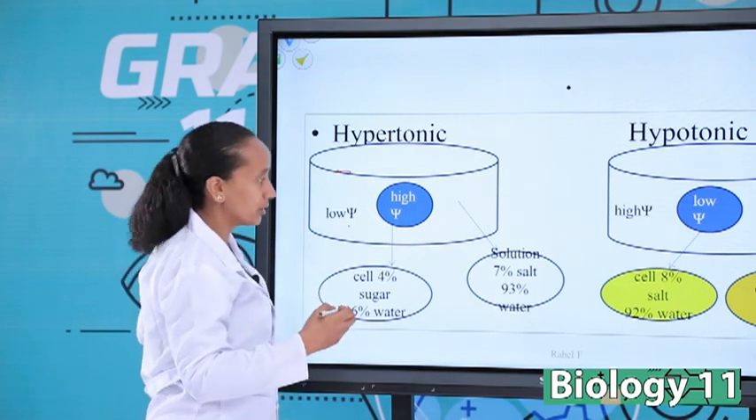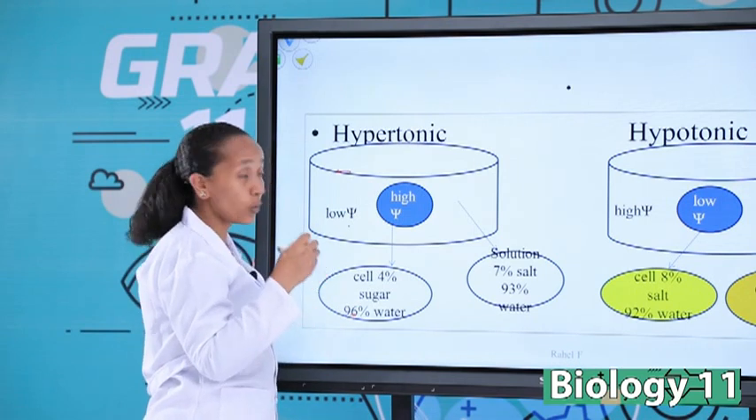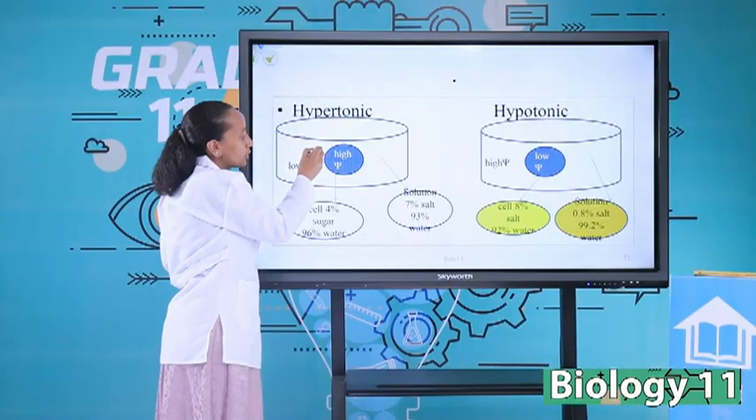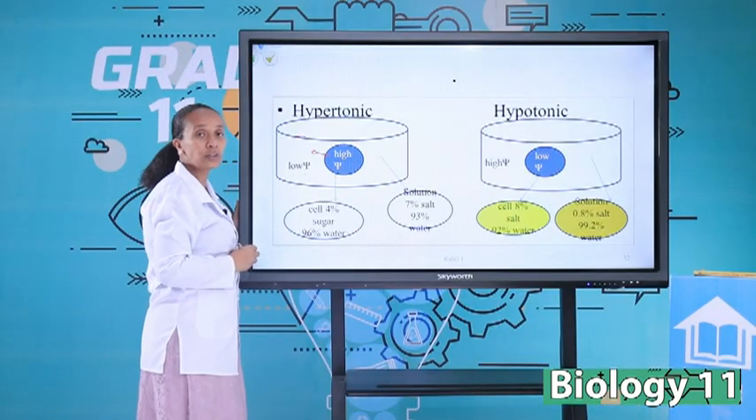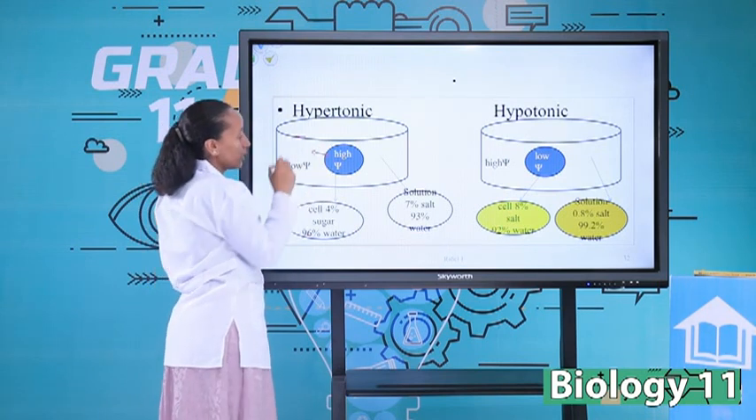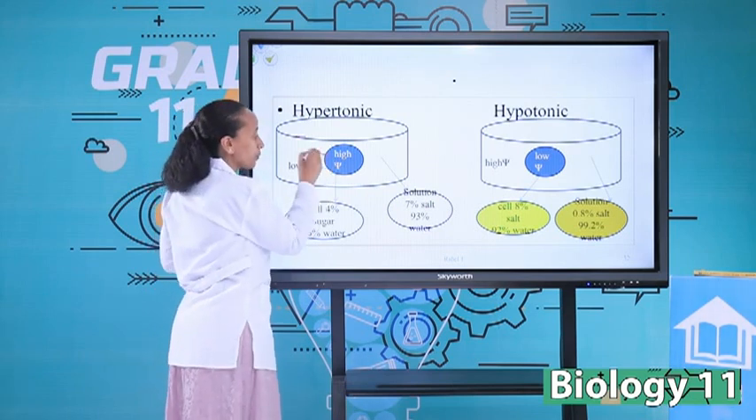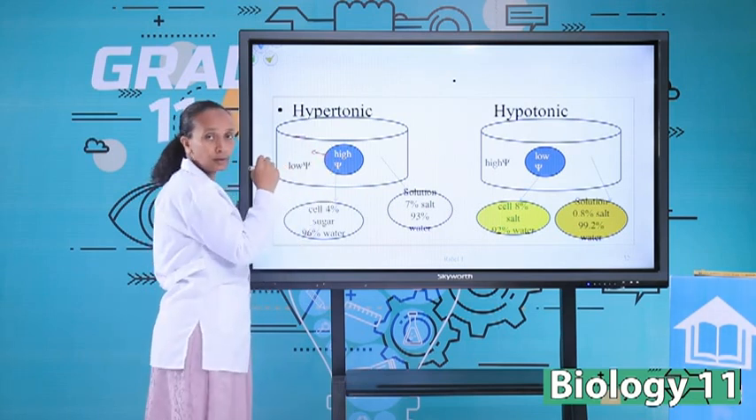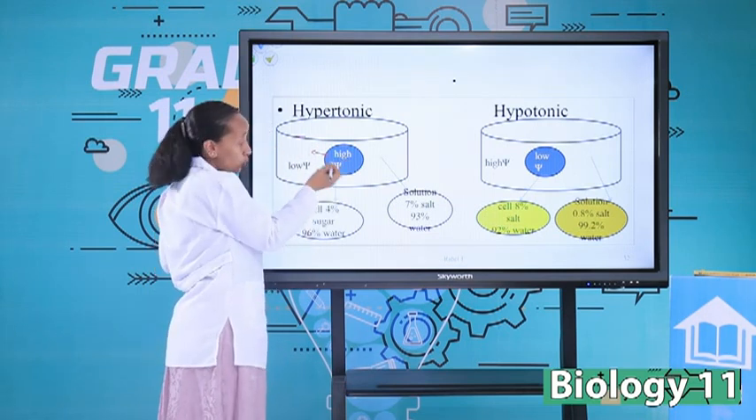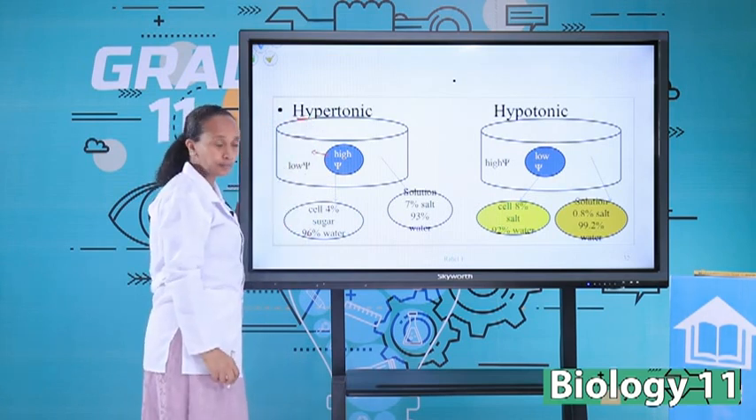So what will happen in our osmosis, in our definition of osmosis? We all know that water moves from high water potential to low water potential. Osmosis occurs from high water potential to low water potential. That means from the cell to the solution. Or the cell will lose water to the solution in case of hypertonic condition.